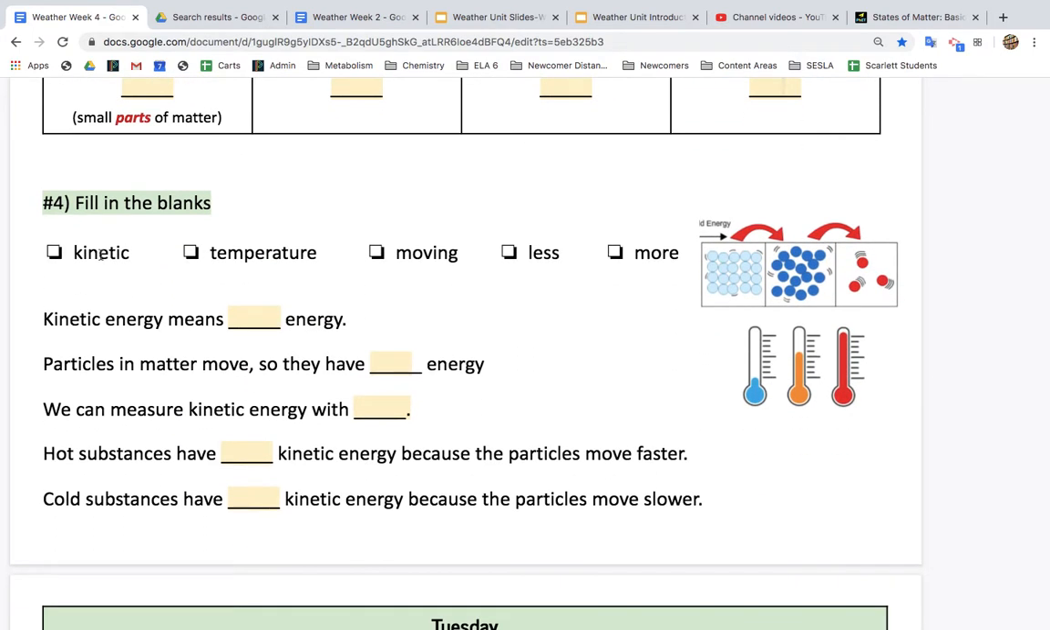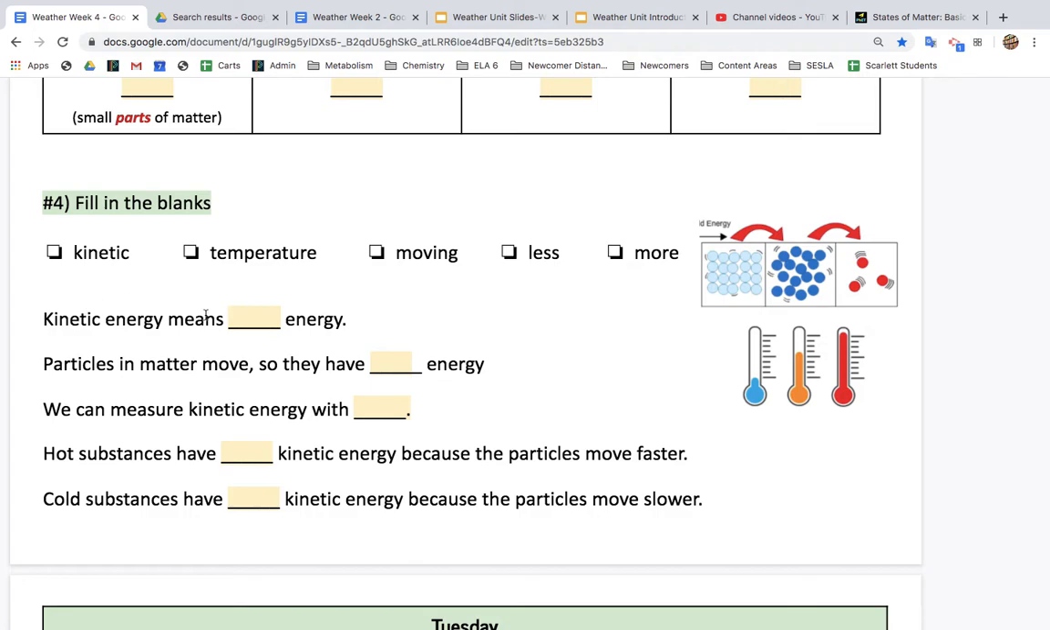Next, we've got the words kinetic, temperature, moving, less, and more. And here's a picture to remind us that as molecules move faster, they have more temperature, they get hotter. Because they're moving faster, they have more kinetic energy, and they get farther apart.